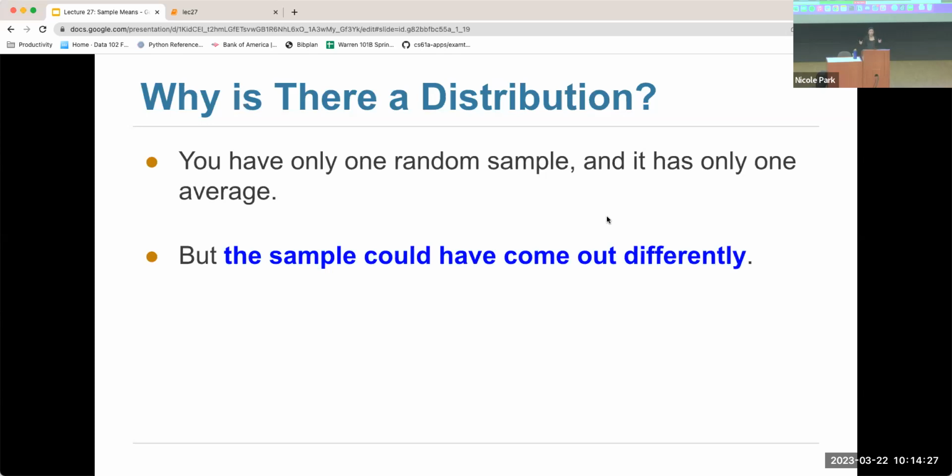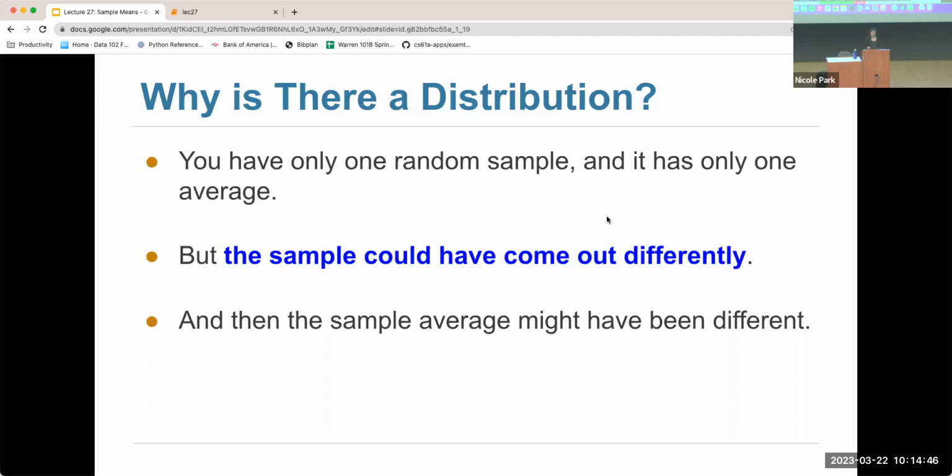The population average, so assuming that there's no students entering or dropping Data 8, would remain the same. So the population average of the average height of all of the students in Data 8 should be remaining the same. But depending on how I take my sample, that sample average will come out differently. So there is variability in the sample averages. The sample average could have been different. So let's say that I took 100 students, I could have taken a different set of 100 students, and that would be a different average than the average that I got in the first sample.